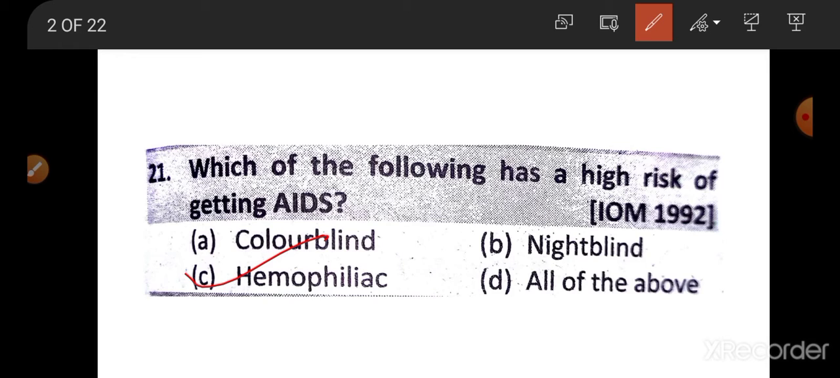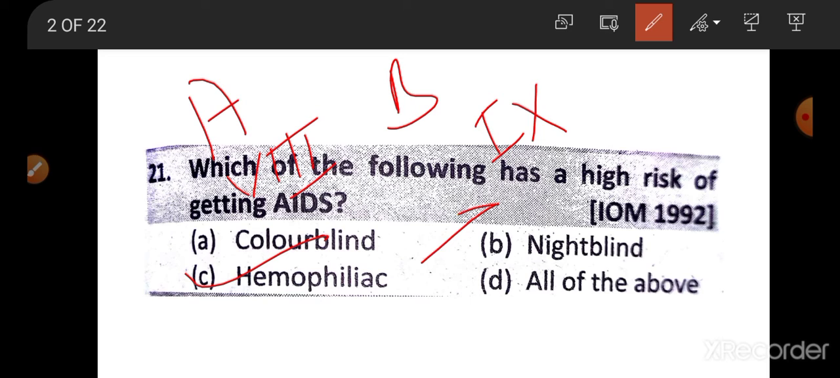There are two types of hemophilia, hemophilia A and hemophilia B. Hemophilia A is caused by clotting factor 8. Hemophilia B is caused by clotting factor 9. Hemophilia B is also called Christmas disease.